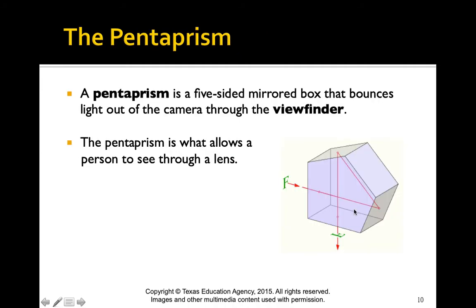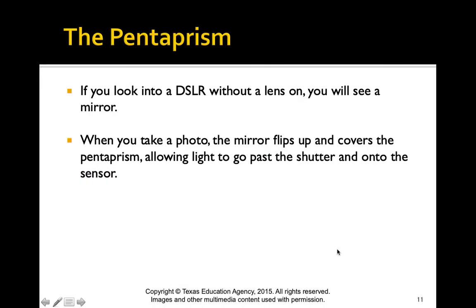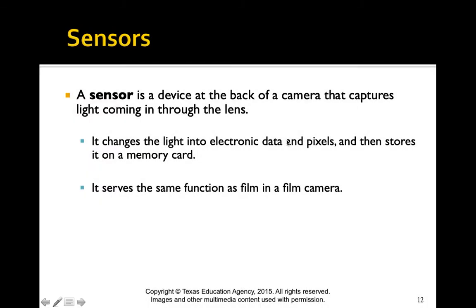Let's keep going. Again, here's the pentaprism, 5 sides. The light goes in and bounces off. Or you look in the viewfinder and it bounces off so that you can see through the lens. If you look into a DSLR camera without a lens on, you would be able to see it move. And I'm not sure if I have any pictures here. I don't. But those people who are in my class, we will actually look at those move.